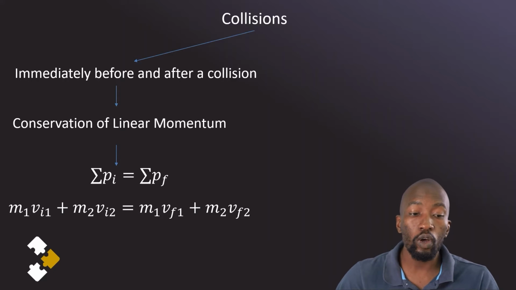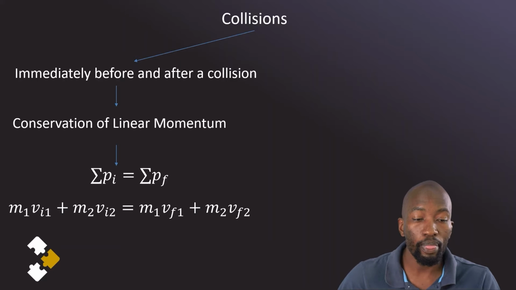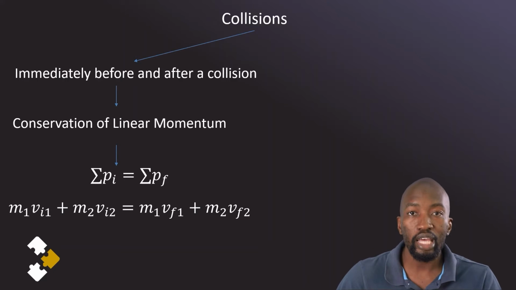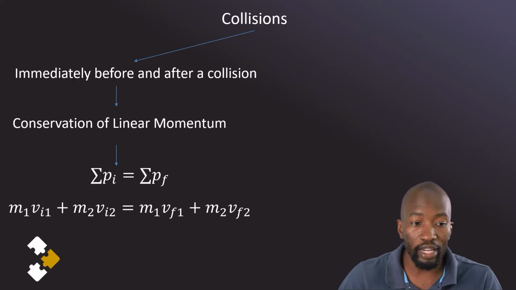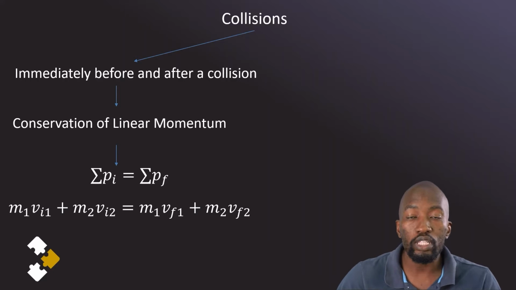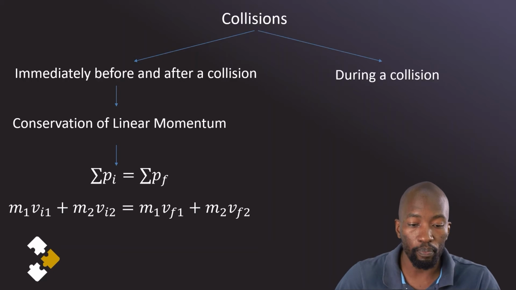Once momentum is conserved, we can represent that by using this formula here. The sum of momentum initially is equal to the sum of momentum finally. And this in more detail is m1 vi1 plus m2 vi2 is equal to m1 vf1 plus m2 vf2. That is the formula for conservation of linear momentum.